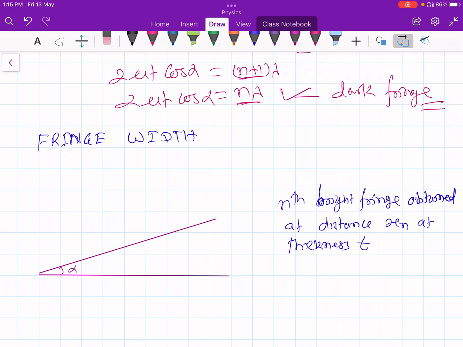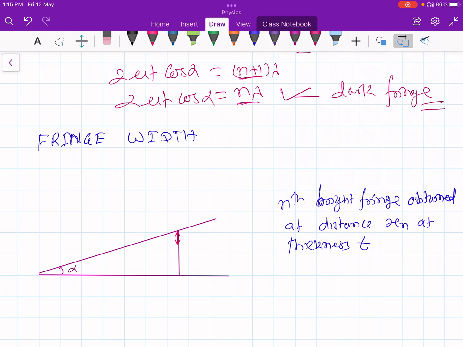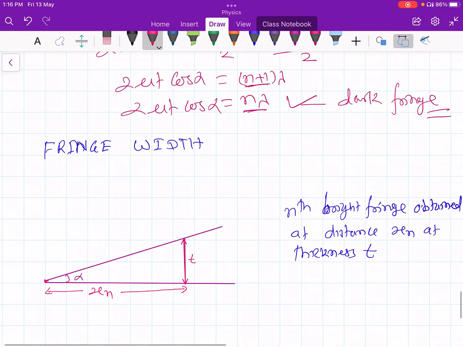So let's say that at this point, the thickness of the film is t. Here the thickness is t. And the length of the film is xn. So at distance xn from this point, I am getting the nth bright fringe. At this point, I am assuming that I am getting the nth bright fringe.